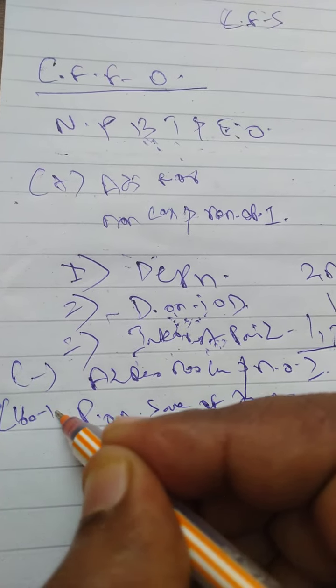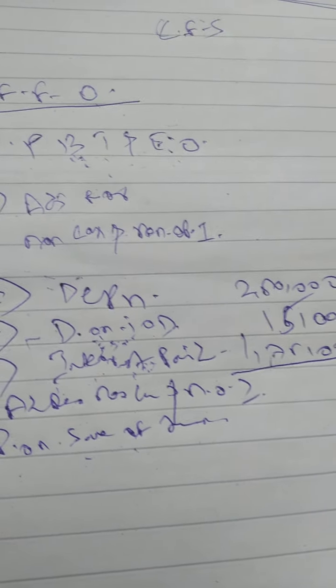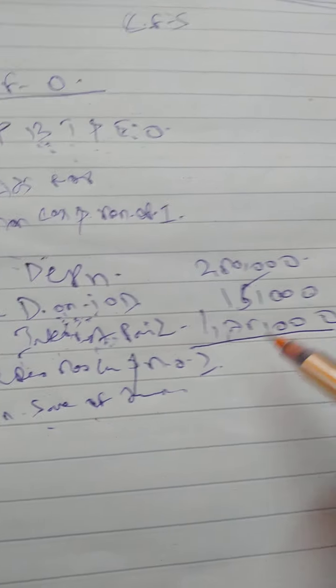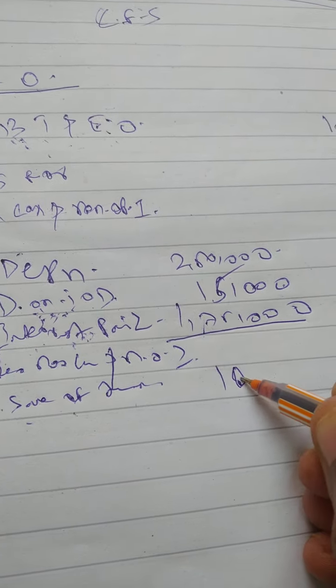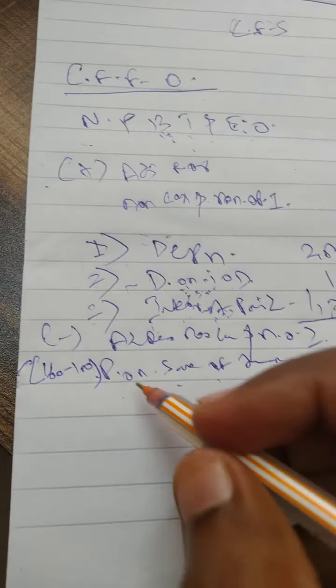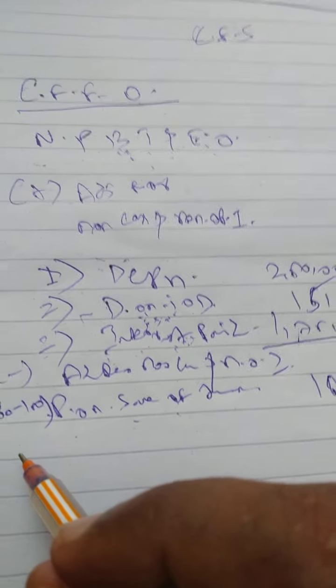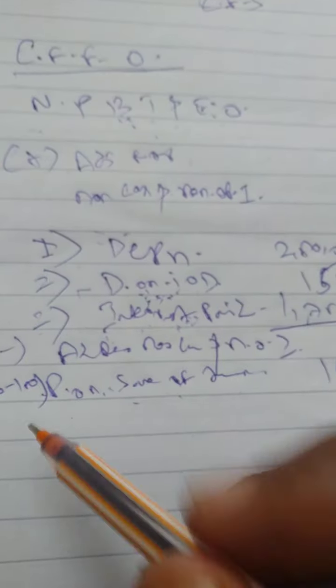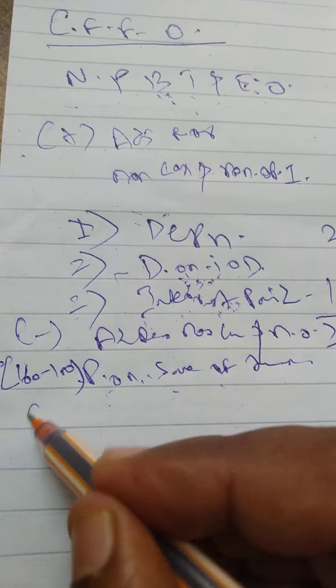160 minus 150. That is 1,60,000 minus 1,50,000, equal to 10,000. Okay. Why am I minusing? Because it is an income not belonging to operating profit. So I am minusing this profit.